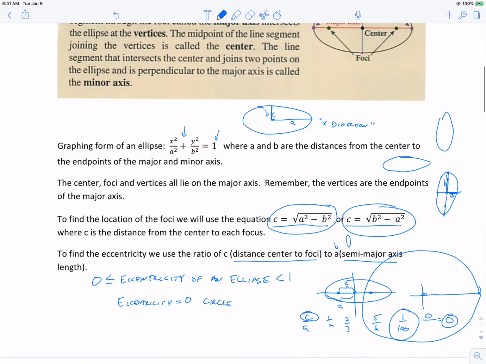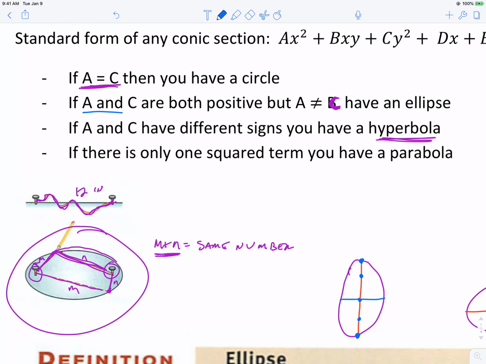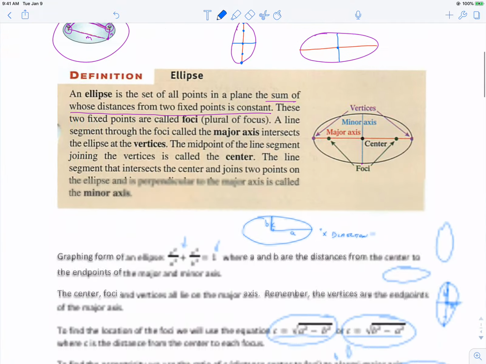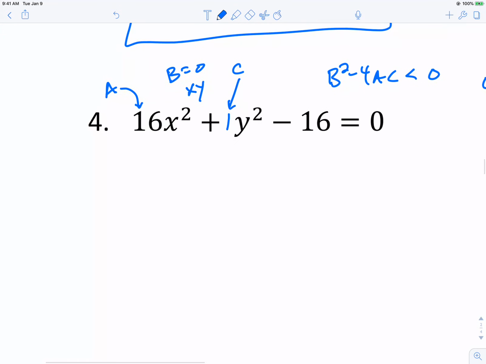If we go back to kind of our easier way to think about it, if a and c are both positive but not equal, if they were equal, it would be the special case of a circle. So we can see that A is positive, C is positive. That's how we know it's an ellipse. Remember I said before there's a plus between them? That's really the key. That's what makes it an ellipse. And since they're not equal, it's not the special case of an ellipse, which is a circle.